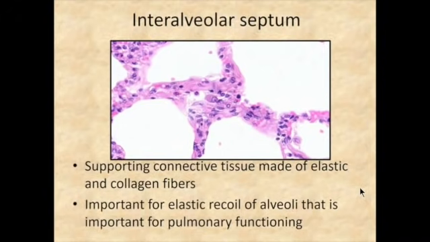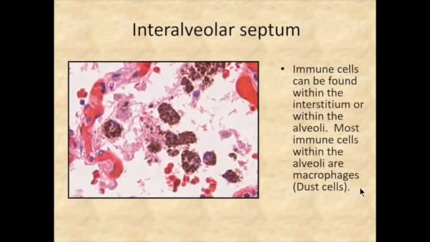The elastic fibers are very important for the recoil that occurs in the alveolar spaces and very important therefore for pulmonary functioning. And this is going to be apparent when you talk about conditions like emphysema. Now, there are also several different immune cells that can be found inside the interstitium of the lung. Notably, macrophages and mast cells are going to be there, but you can find even eosinophils and other cells there as well.